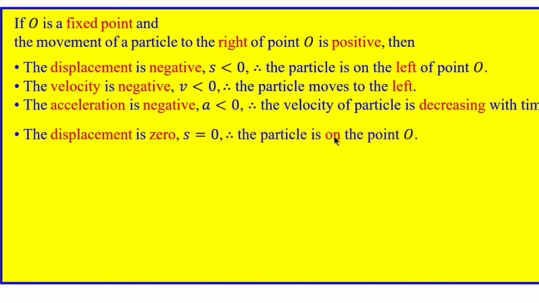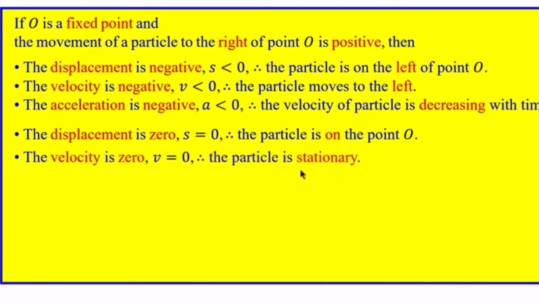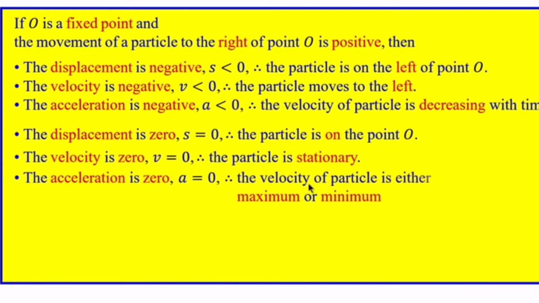It means that the particle at the point O, or fixed point, has velocity 0. It means the particle has actually stopped instantaneously, or we call it stationary or stop, the same meaning. When the acceleration is 0, a equal to 0, what is the meaning? It means that the velocity of the particle is either maximum or minimum, right?